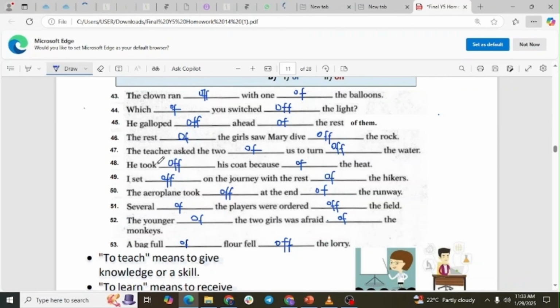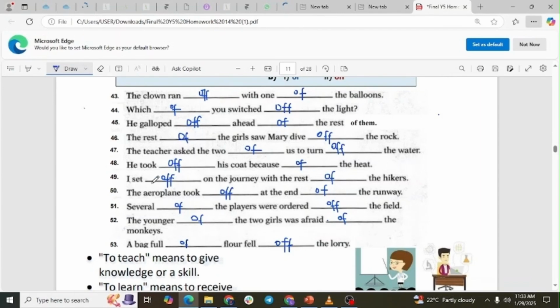Question 48. Sentence. He took blank his coat because blank in the heat. Correct answer A. Off to, of. Explanation. Off is used to describe the action of removing his coat, and of is used to express the reason, because of the heat.